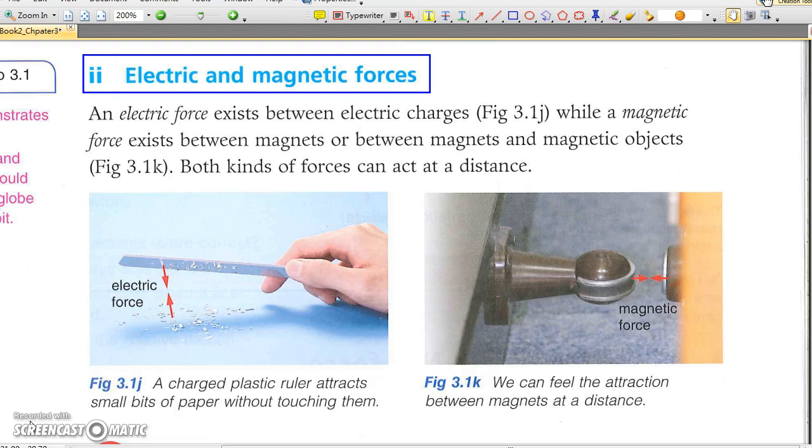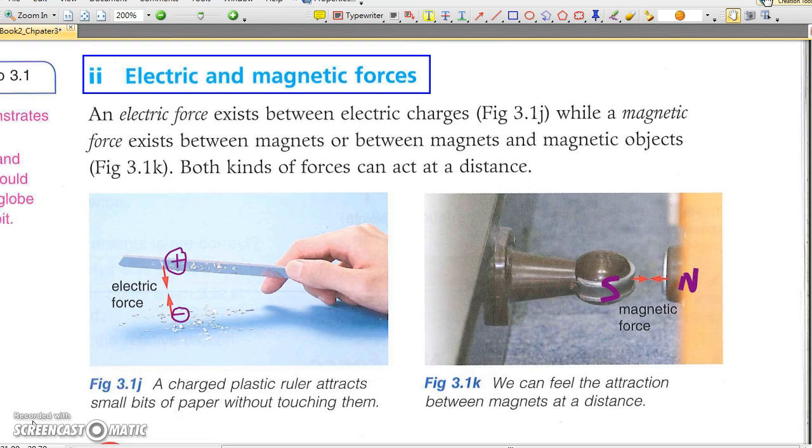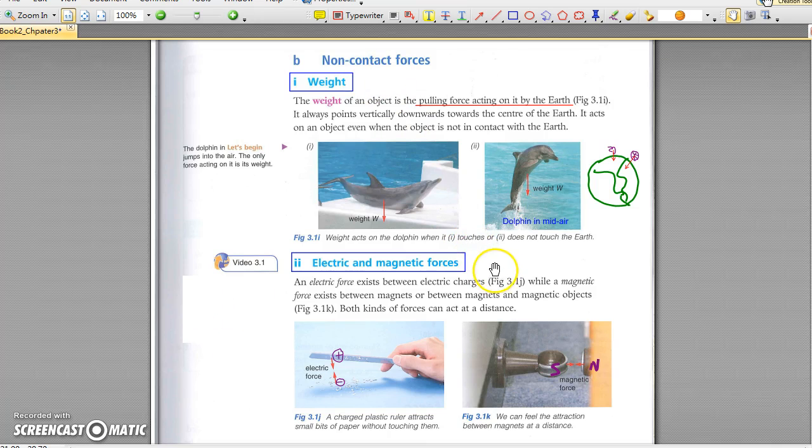2. Electric and magnetic forces. Electric force exists between charges, while magnetic force exists between magnetic poles. There is even electromagnetic force between a magnetic field and moving charges. Weight and electric and magnetic forces are non-contact forces, as they may act at a distance without objects touching each other.